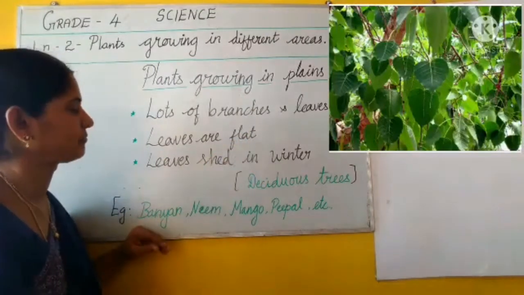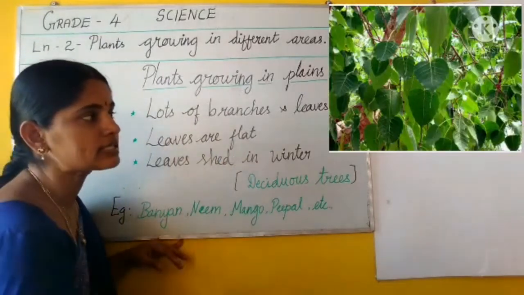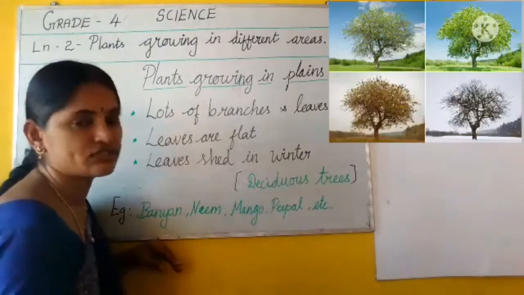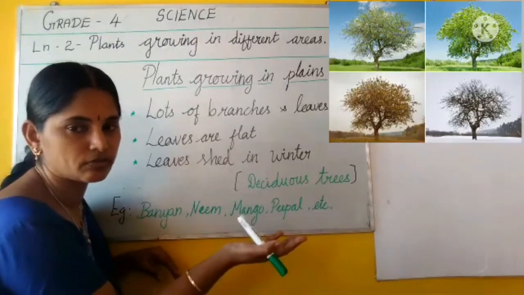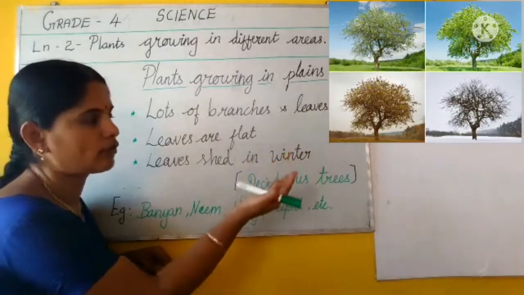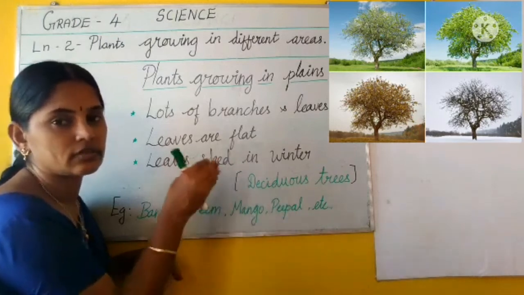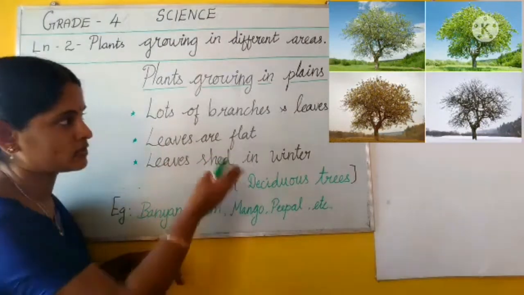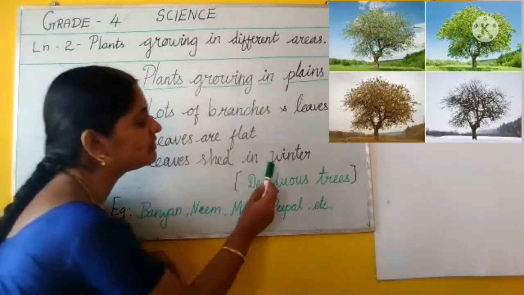Look at the leaves. The leaves shed in winter. So during the winter season, many trees shed their leaves. What is shed? They fall, they fall down. For 1 month or 40 days, the trees are there without leaves. During winter time, they shed their leaves. Many of the plants in the plain region shed their leaves during winter season.